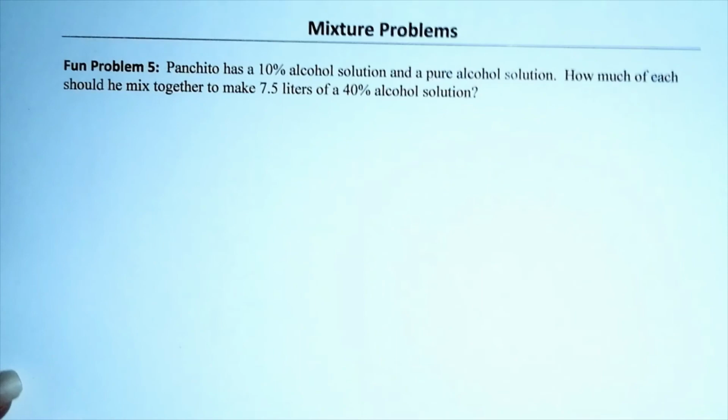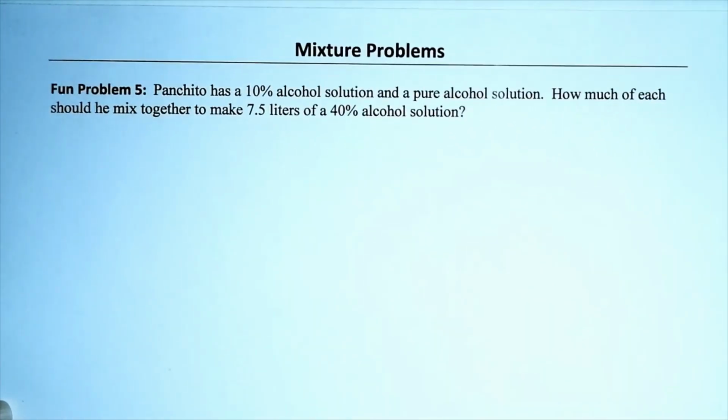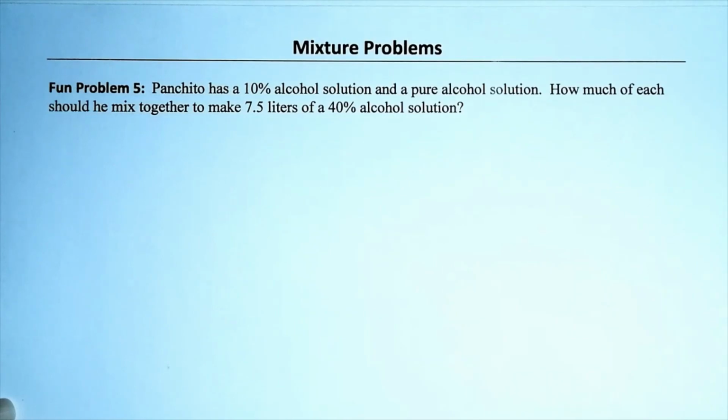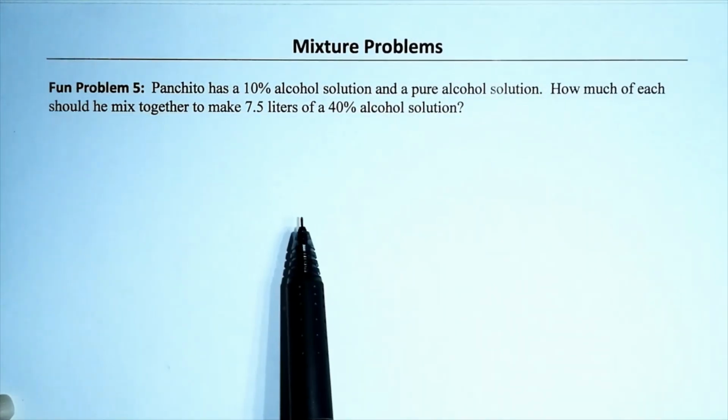Okay, so our third and almost final mixture problem. It says Panchito has a 10% alcohol solution and a pure alcohol solution. How much of each should he mix together to make 7.5 liters of a 40% alcohol solution? So something about mixed together, so mixture problem. No matter what we're mixing, alcohol, juice, acid, you need to delineate: I'm taking this, mixing it with this to get that.